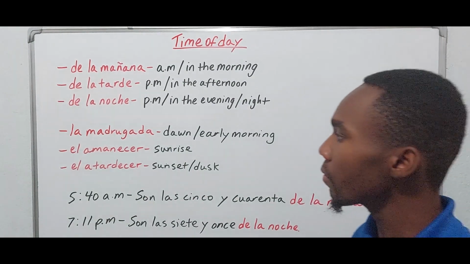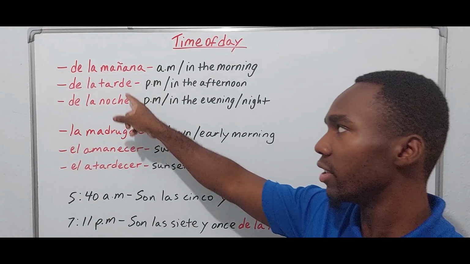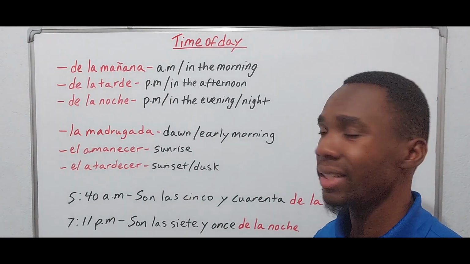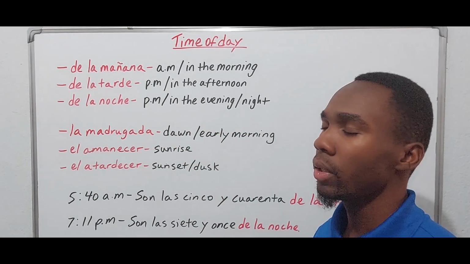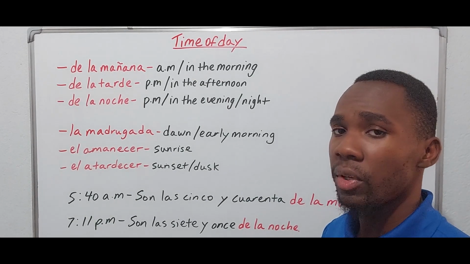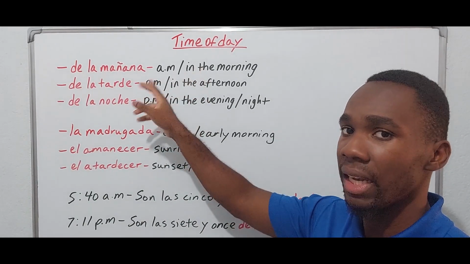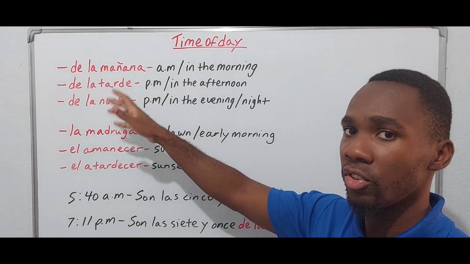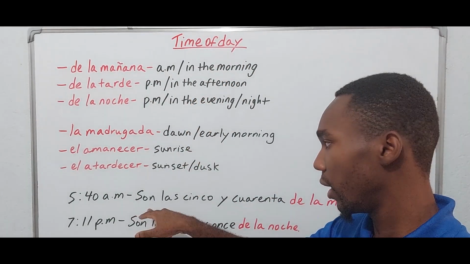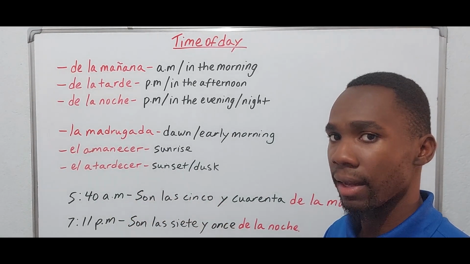Now, let's go back to these expressions a bit. Sometimes you may hear also por la mañana, por la tarde, por la noche. And the obvious question will be, what's the difference? Well, when we are talking about exact time, we use de la, right? We're going to use the preposition de followed by the time of day, right? So like here we say son las 5:40 de la mañana, so that's exact.